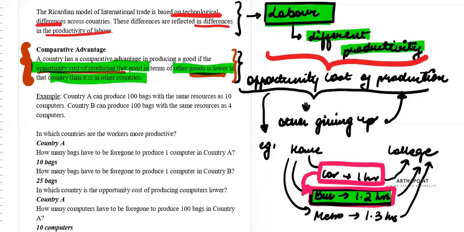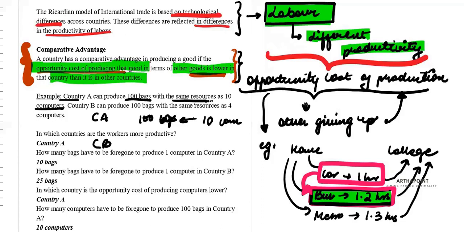Let's say this. Country A can produce 100 bags with the same resources as 10 computers, which means when country A gives up 10 computers, it is able to produce 100 bags.